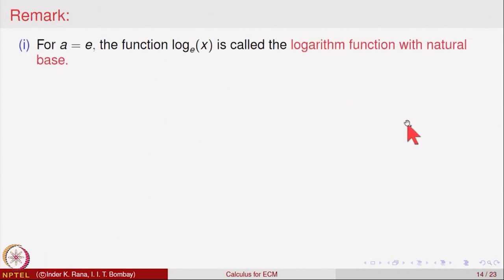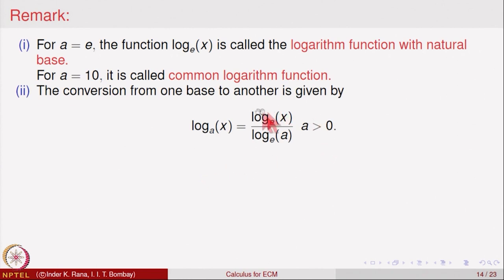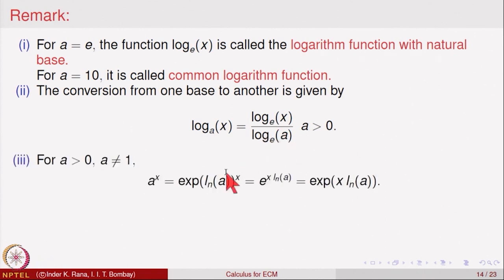A few remarks: for the base a equal to e, it is called the log with the natural base, otherwise it is called the common logarithm. When a is equal to 10, it is called just the log function or the common logarithmic function. This is the formula which allows you to change from base a to the natural log: log of x to the base a is the natural log of x divided by the natural log of a.